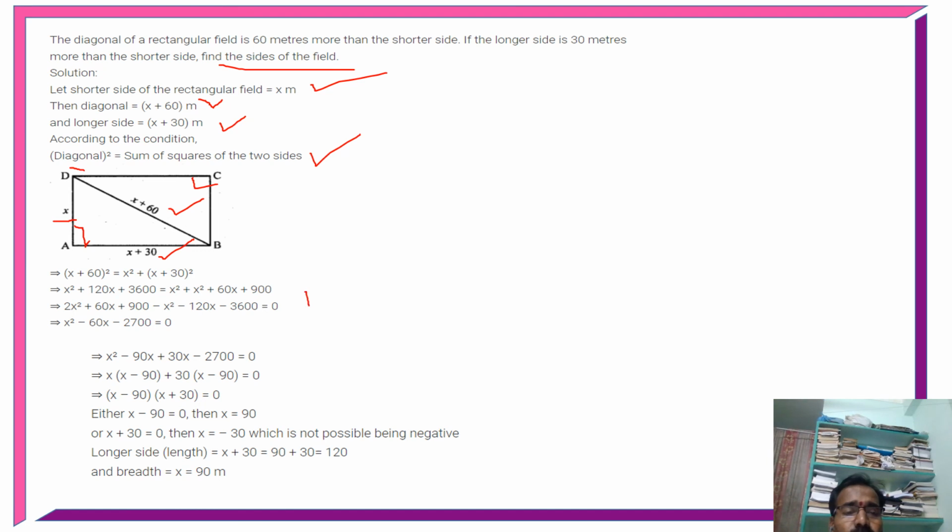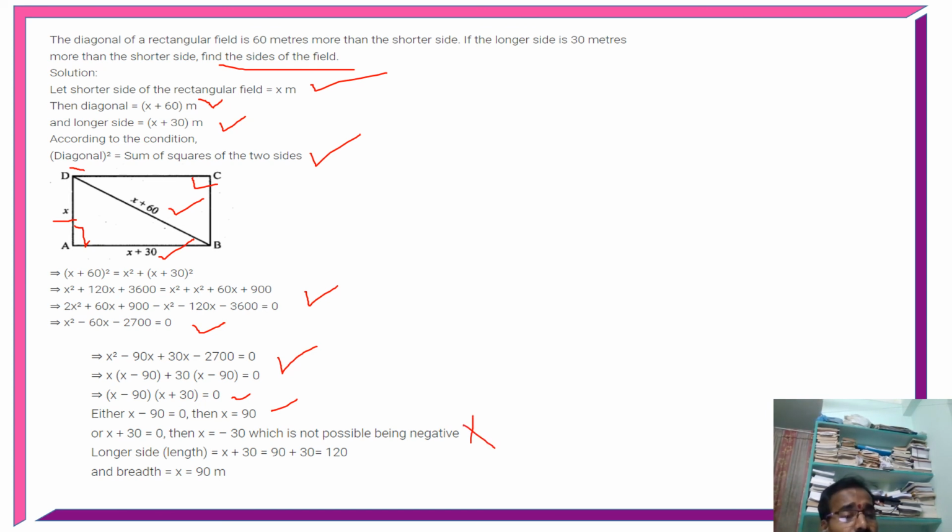We applied it and simplified. We got a quadratic equation. Again, apply the splitting of the middle term method, and x minus 90 is common. (x minus 90)(x plus 30) is equal to 0. If we take x minus 90 equals 0, x is 90. If we take x plus 30 equal to 0, x is minus 30. Distance is never negative, so that is not possible.